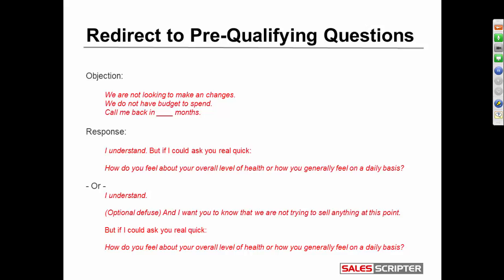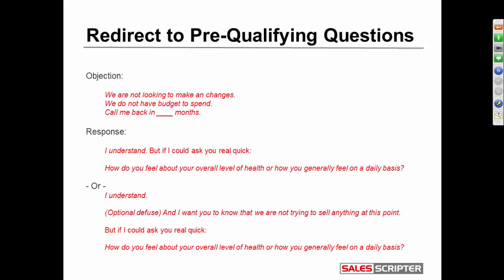Now, another version of that has an optional additional statement in there, which is, hey, I understand, and I want you to know I'm not looking to sign you up today. I'm just trying to keep the conversation going. If I could ask you real quick, how do you feel about your overall level of health, and how do you generally feel on a daily basis? So again, we're redirecting back to our qualifying questions.